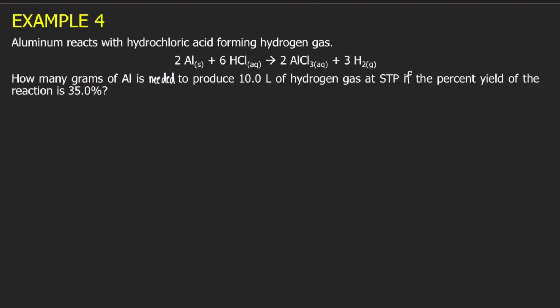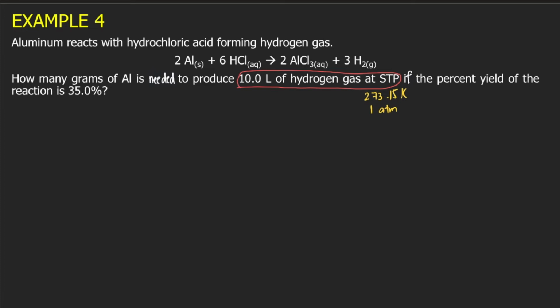For our final example, aluminum reacts with hydrochloric acid, forming hydrogen gas. How many grams of aluminum is needed to produce 10 liters of hydrogen gas at STP if the percent yield of the reaction is 35%? So according to the problem, you need to produce 10 liters of hydrogen gas at STP. Again, when you say STP, that's standard temperature and pressure. The standard temperature is 273.15 Kelvin, and the standard pressure is 1 atm.